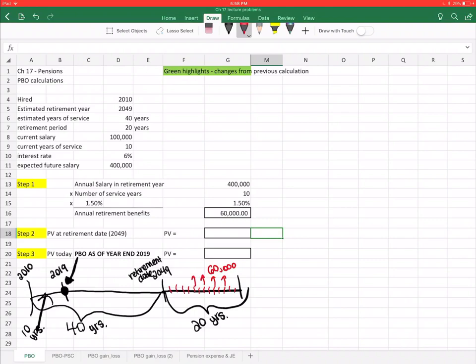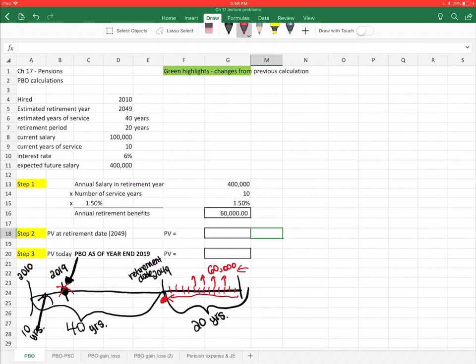Now, step 2 is to say, okay, that's all fine and good. Remember, at the end of the day, where we want to get back to is way back here, 2019. Right now, we're way out here on our timeline. So what we have to do is a calculation that's going to take these annuity payments, 20 years worth of annuity payments, and bring them back to this retirement date. That's going to be step 2. Let's do a present value calculation.